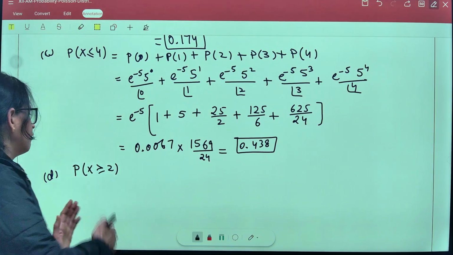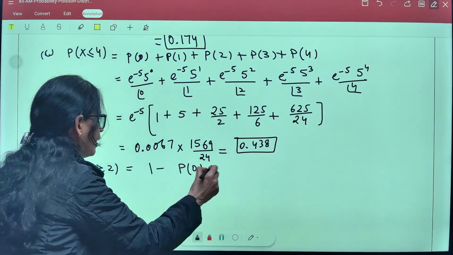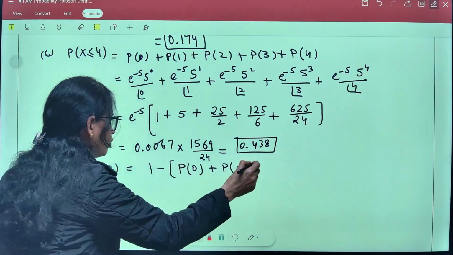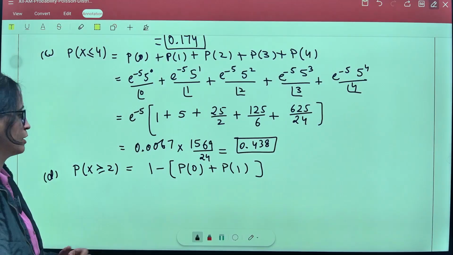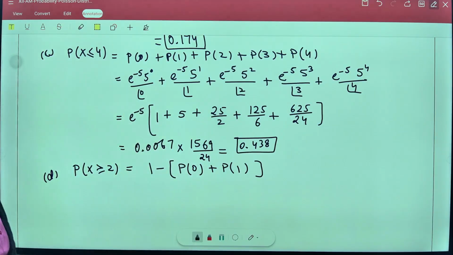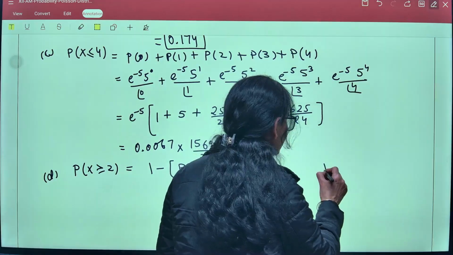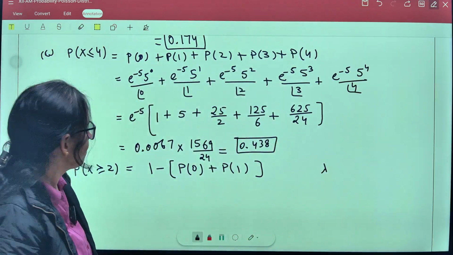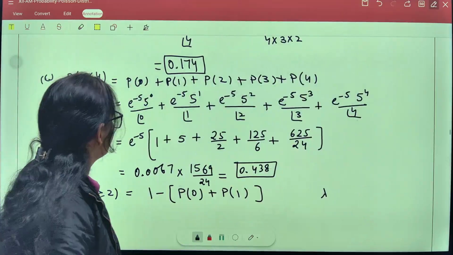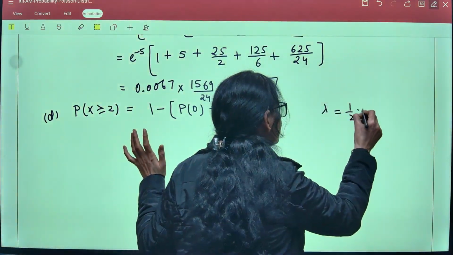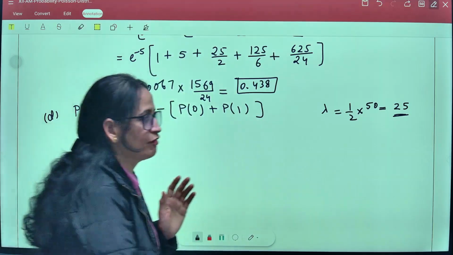How do we find that? Whenever we have a greater than sign here, look on the other side: 1 minus probability of 0 and probability of 1. If you take this out from 1, you get the probability of 2 or more arrivals in the next 50 minutes. Now before we calculate this, we need to adjust the value of lambda as per the intended duration, which is now 50 minutes. So what was the rate at which people were arriving? It was 1 by 2. That means 1 by 2 multiplied by 50 comes out to be 25. So value of lambda is 25 now.